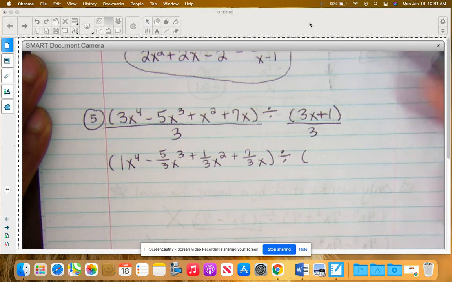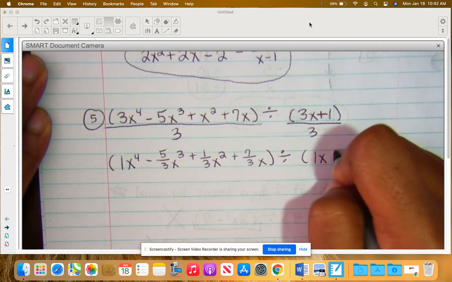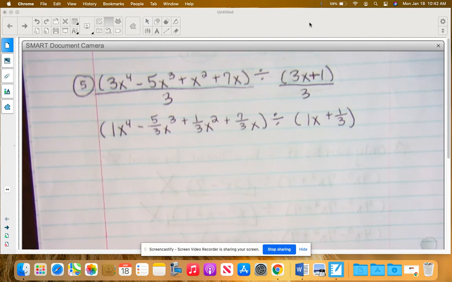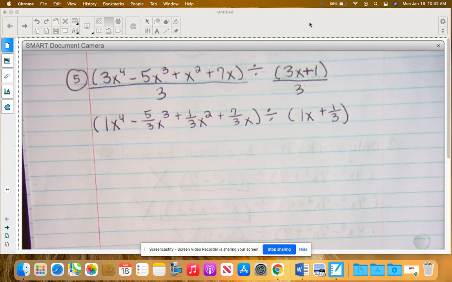3 divided by 3, I got 1. And 1 divided by 3, I got a fraction. So this one is going to be messier than the other ones because I do have fractions. But do not be intimidated. You can use Desmos to do your fractions, or if you want to find a common denominator and go that way. So do not be intimidated.